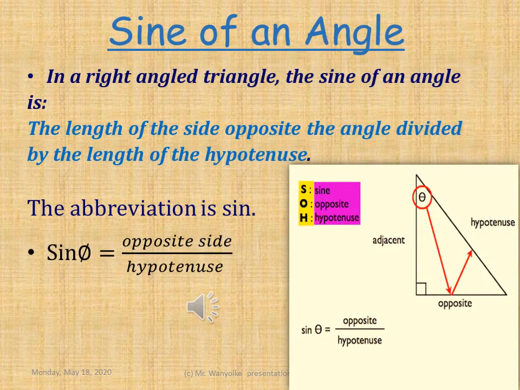So today we are discussing the sine of an angle. In a right-angled triangle, the sine of an angle is the length of the side opposite to the angle divided by the length of the hypotenuse. The abbreviation of the sine of an angle is SIN, and we say sine theta is equal to opposite side divided by hypotenuse, as shown in this diagram.